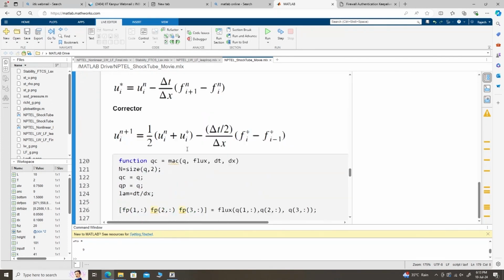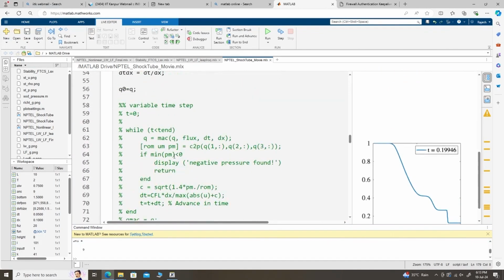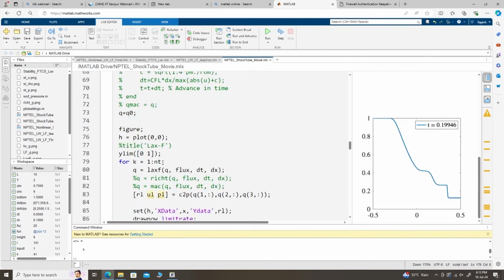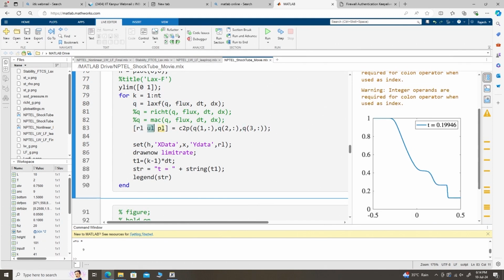Now, let us plot it. Use maybe one scheme at a time. I will calculate this using Lax-Friedrichs. This is the Lax-Friedrichs function I am calling for the nth time step. Doing it will give me the conserved variable q. Then I use those conserved variables to calculate my rho, u, and p. And then I am plotting rho and x. So let us do that. I will run this.